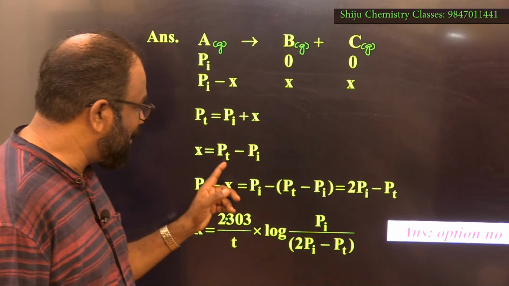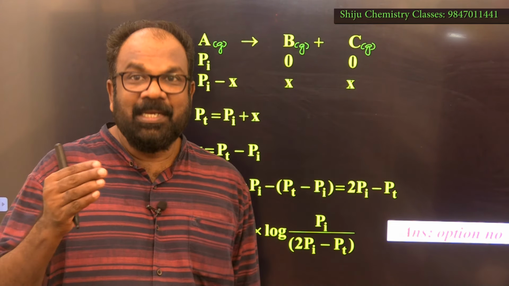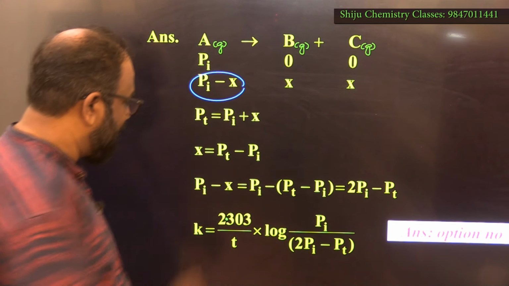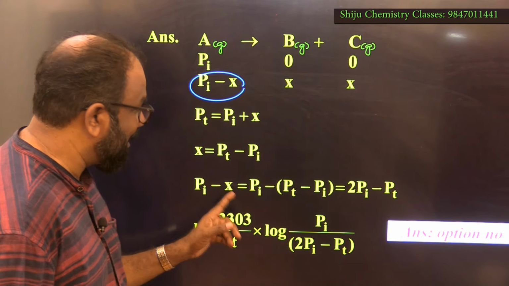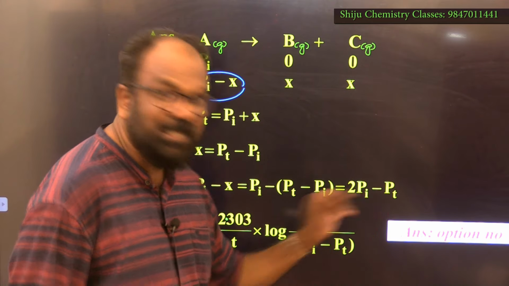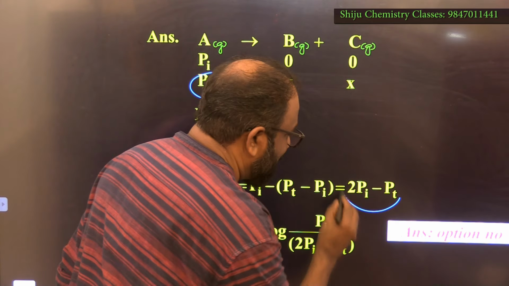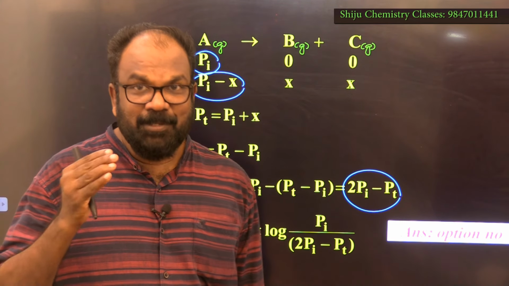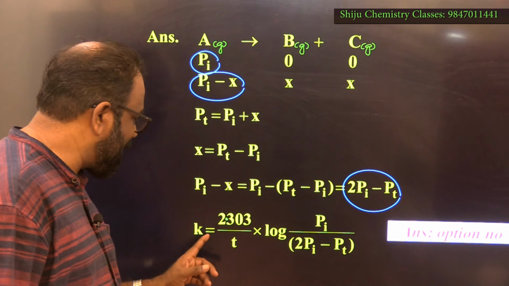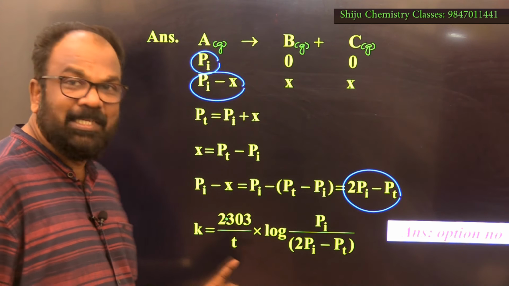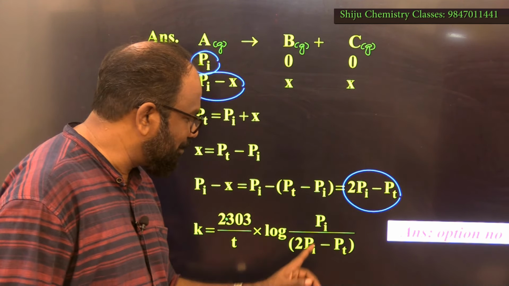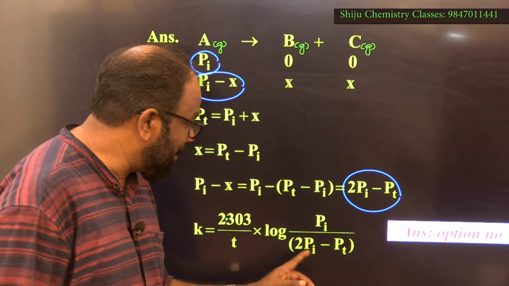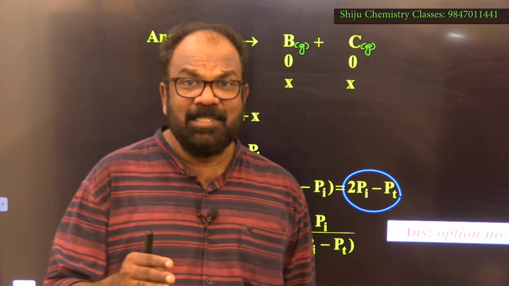Therefore, x is equal to Pt minus Pi. Now we can calculate the final pressure of A, which is Pi minus x. Pi minus x is equal to, substituting for x, 2Pi minus Pt. So this is the final pressure of A and the initial pressure of A is Pi. We know that for a first order reaction, the rate constant K is equal to 2.303 divided by T into log of the initial pressure divided by the final pressure. Here the initial pressure is Pi and the final pressure is 2Pi minus Pt. So here the answer is option number 1.